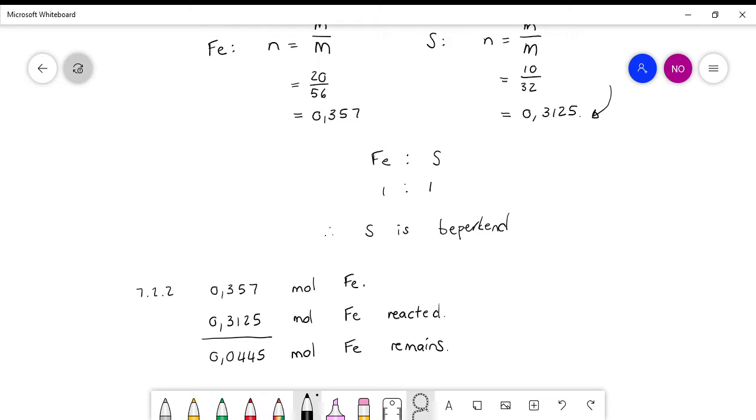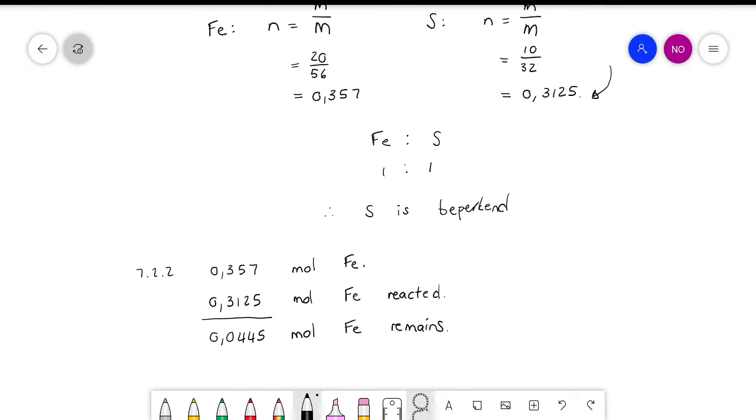So you just remember to write down your formula. Massa is gelyk aan mol maal met molêre massa en dan kry jy 2,492 gram.